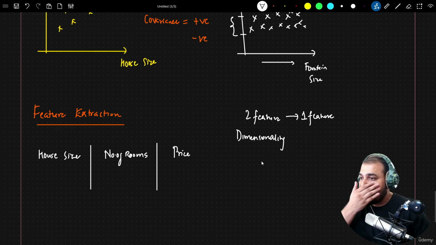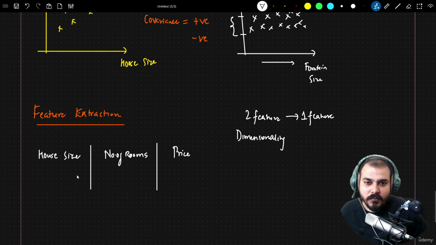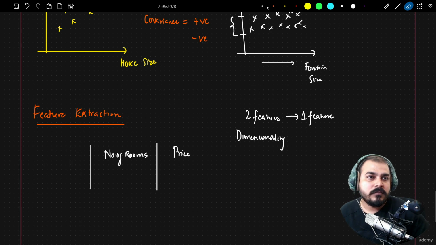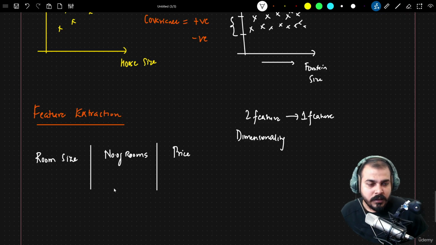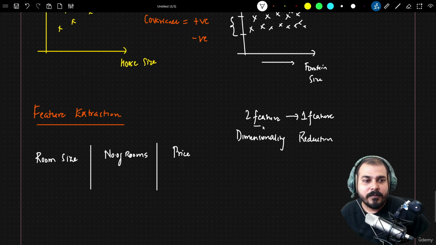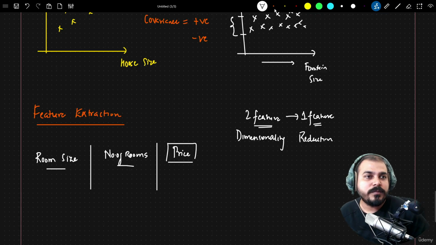Now in this scenario, instead of house size, I'll just write room size. Okay, room size. Here I really want to perform some dimensionality reduction, wherein from 2 features I want to convert this into 1 feature. So obviously I cannot use feature selection. Why? Because both these features are super important in predicting the output, that is your price. Both these features are super important, right? These are my independent features.